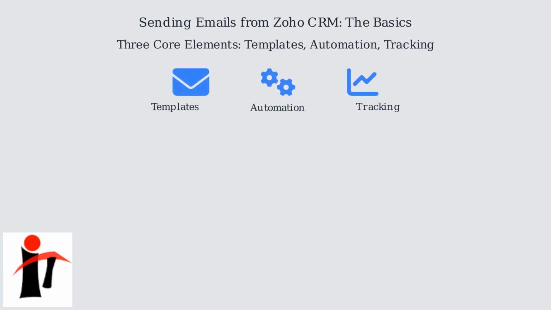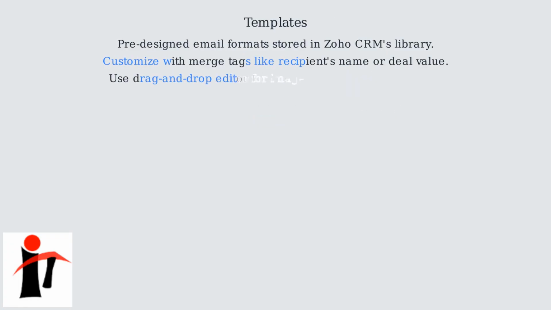Zoho CRM allows you to send emails directly from your contact, lead, or deal records. There are three core elements to consider: templates, automation, and tracking. Let's break down each, starting with templates.